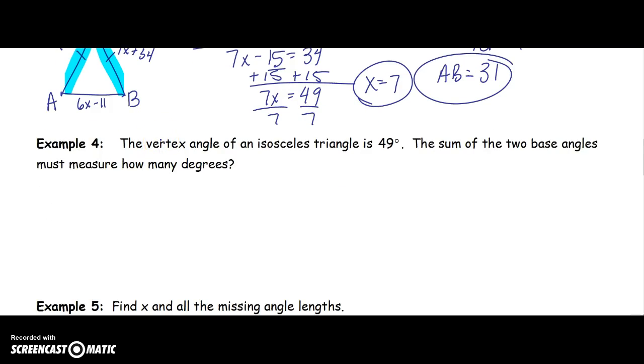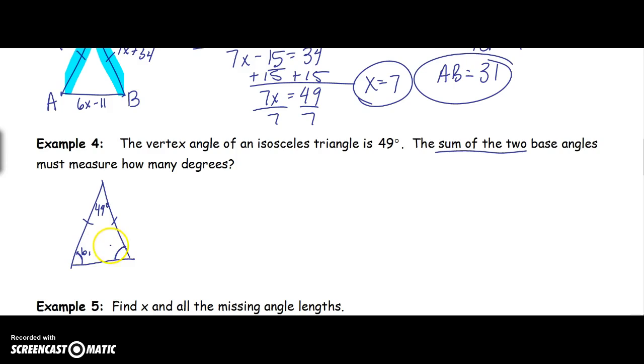In example 4, it says the vertex angle of an isosceles triangle is 49 degrees. The sum of the two base angles must measure how many? So if we have an isosceles triangle, the vertex angle is 49 degrees. Because these two sides are congruent, remember those two base angles are congruent.